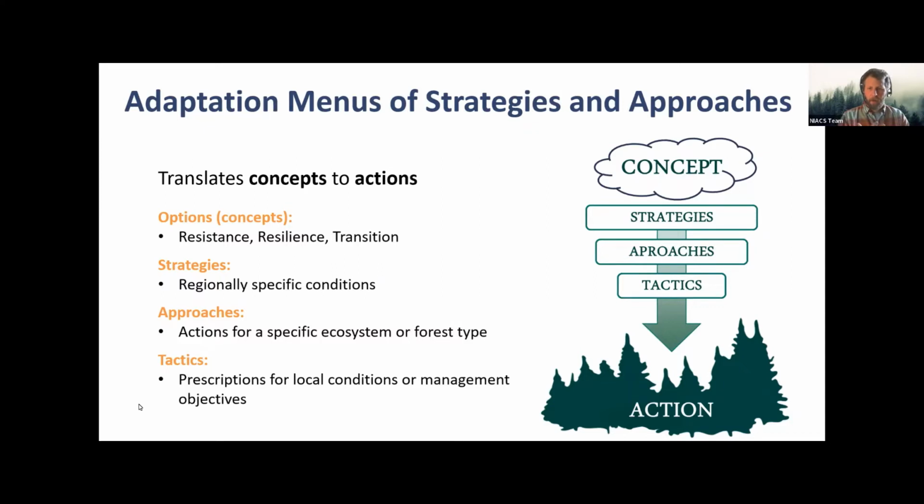So that's a way to really understand what we say when we say that the menus are organized hierarchically or in this tiered approach.